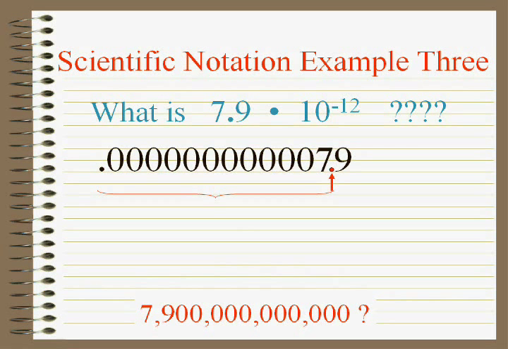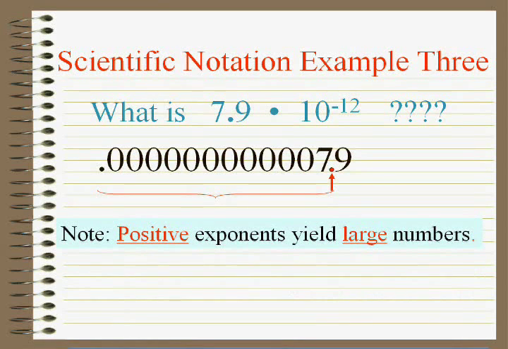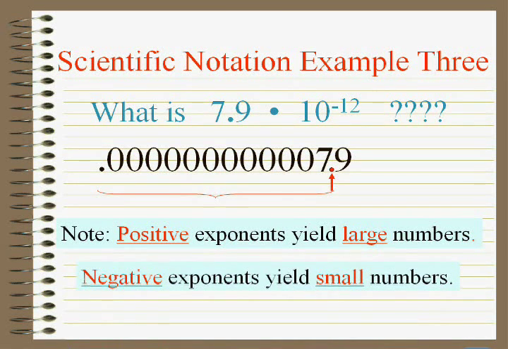It can't be this one, because that's a very large number. I don't want you to remember going right and left. Recall that positive exponents will yield large numbers, and negative exponents will yield small numbers. That's the way to remember it.